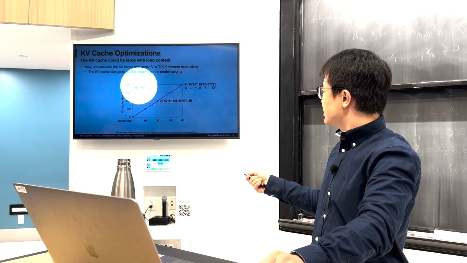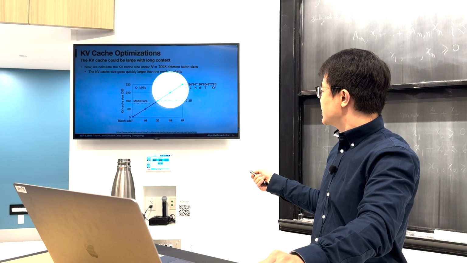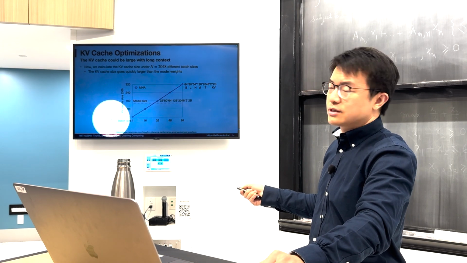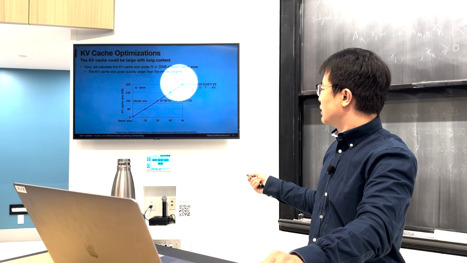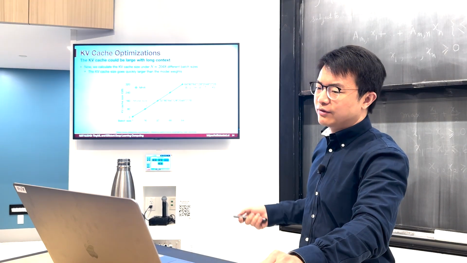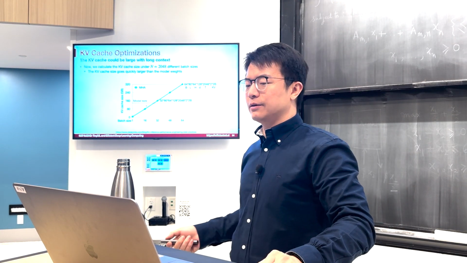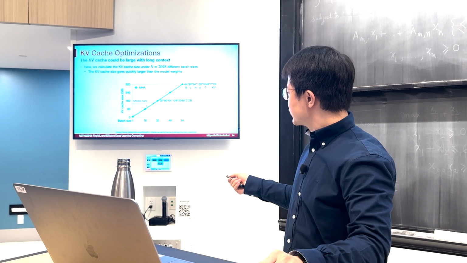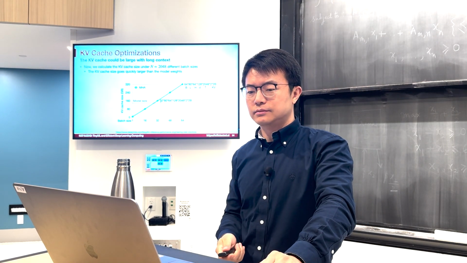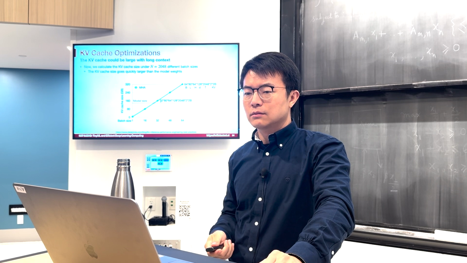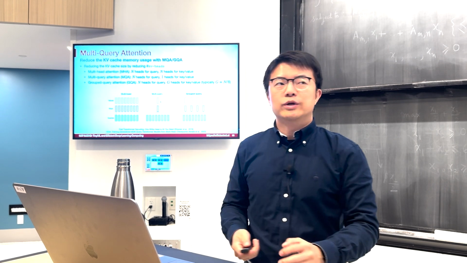So this is how we calculate the model size. This is the KV cache size in blue for MHA. This is the batch size. As the number of users increases, the memory occupied by the KV cache will grow linearly, even surpassing the model size in this case. So how do we deal with that?